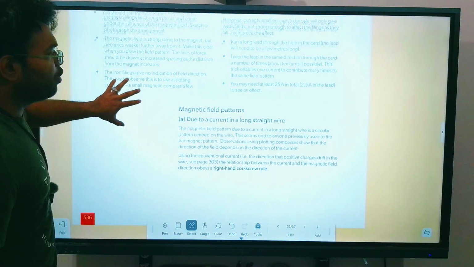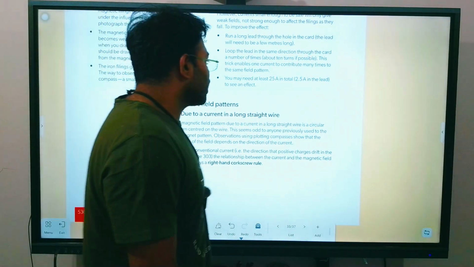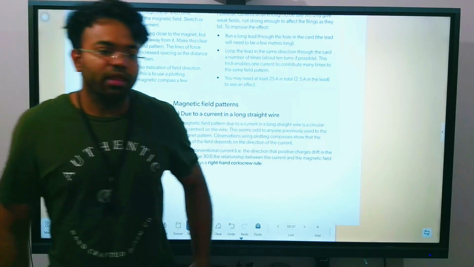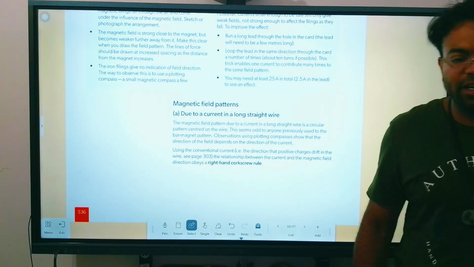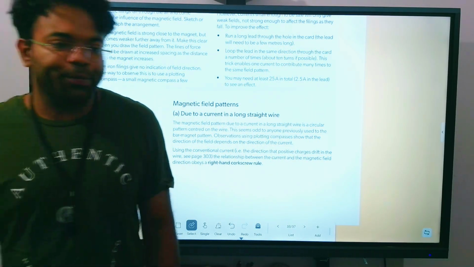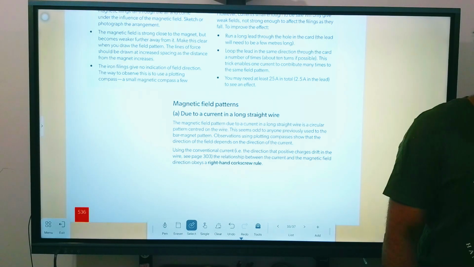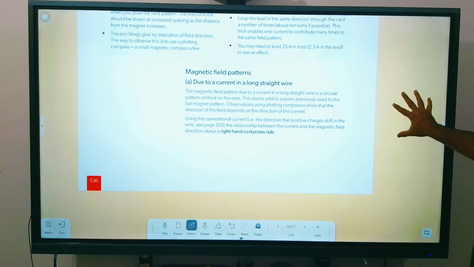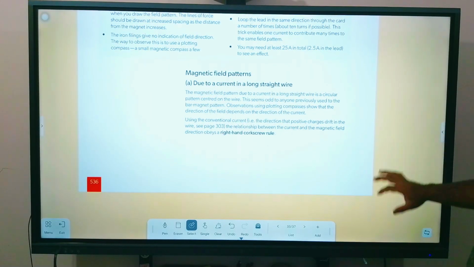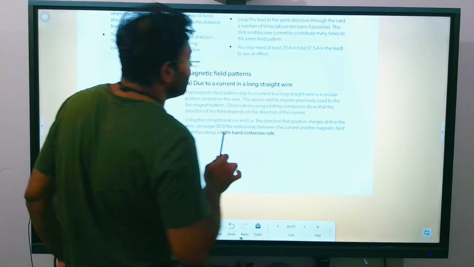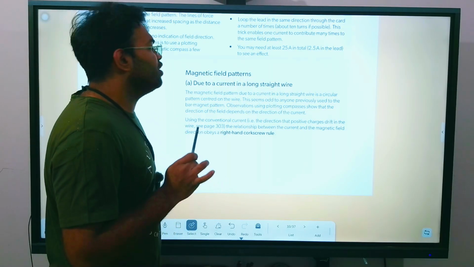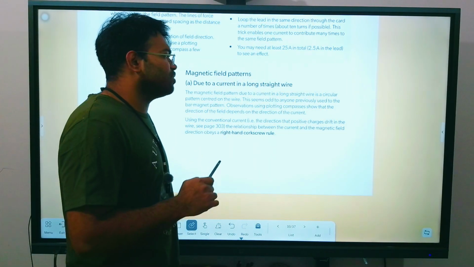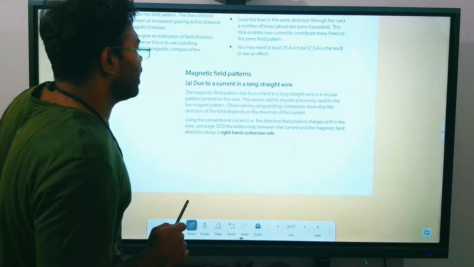So in today's class, we are going to do magnetic field patterns due to a current in a long straight wire. We know that the magnetic field is produced when a charge is moved. Whenever a charge is moved, we experience a magnetic field. So the magnetic field pattern due to a current in a straight long wire is a circular pattern centered on the wire. This seems odd to anyone previously used to bar magnet patterns. Observations using plotting compasses show that the direction of field depends on the direction of current.